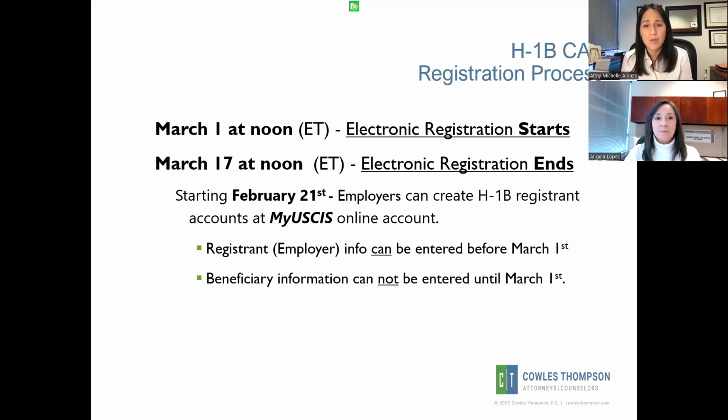However, it's important that employers or agents know that starting February 21st is when an H-1B registrant, employer or agent can create their account through the My USCIS online account. That is the registration account that you will have to create. You can enter that information beginning the 21st, and obviously you can enter it before March 1st, but you cannot input the specific beneficiary information or potential employee information until March 1st.